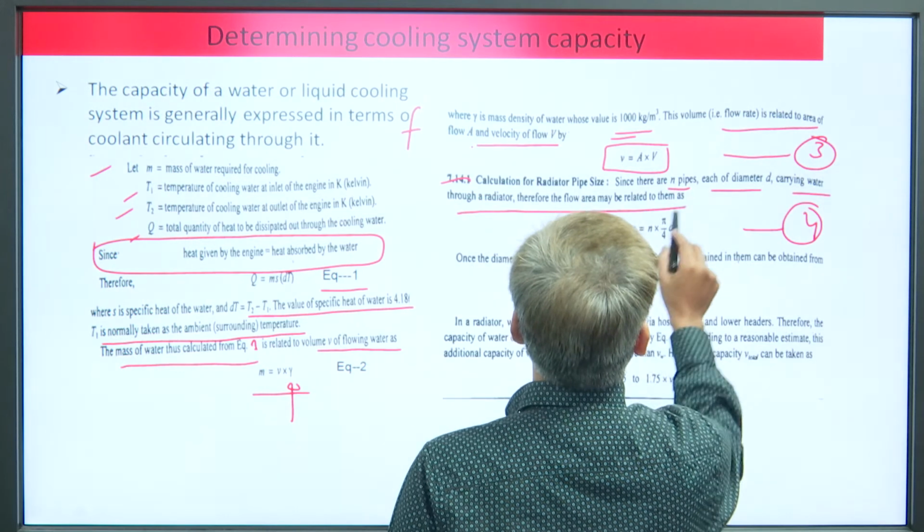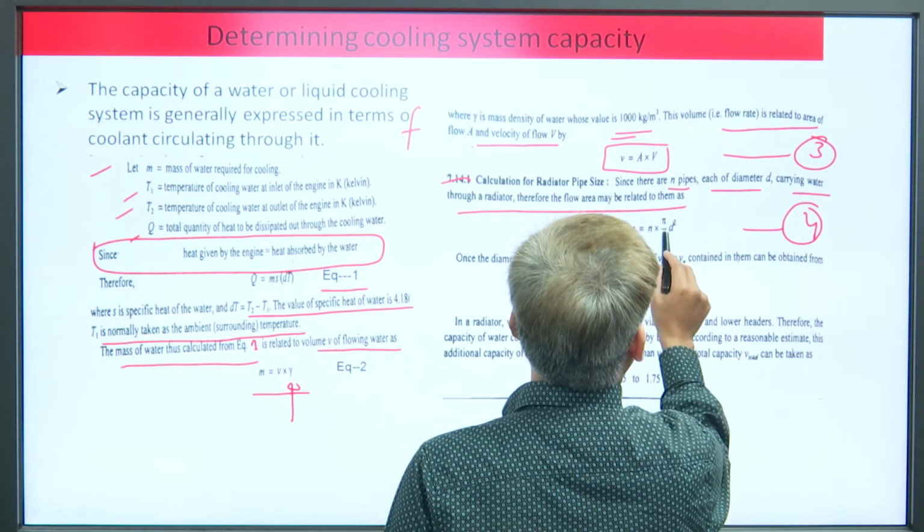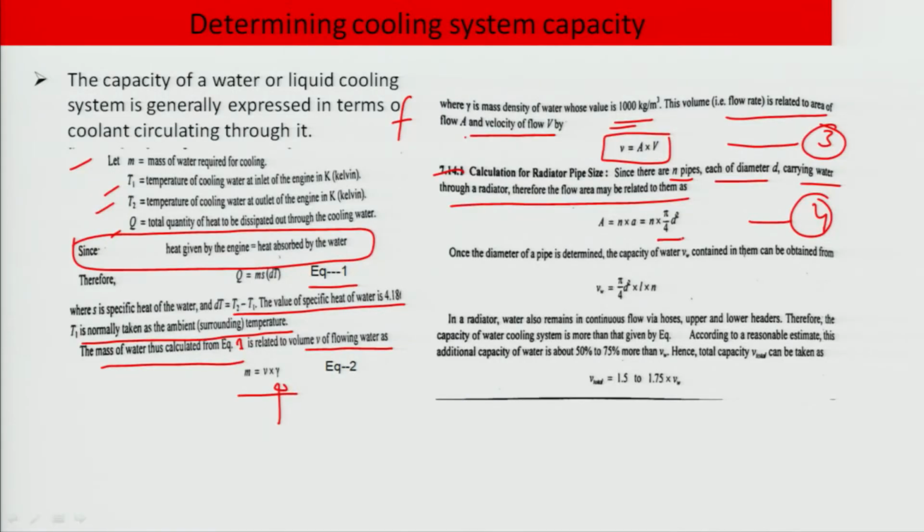Now, the calculation of radiator pipe size. Since there are n pipes, each of diameter d and length L, carrying water through a radiator, the area is equal to the number of pipes into the area of one tube, which is pi by 4 into d square. Once the diameter of the pipe is determined, the capacity of water contained in them can be obtained by the formula pi by 4 d square into L. This is the capacity of water flowing through all the tubes. In a radiator, water remains in continuous flow, so we take more than this value, approximately 1.5 times higher. This is the designed value.